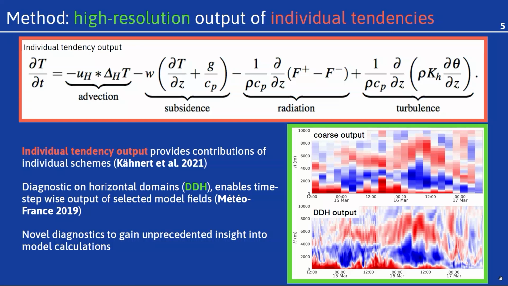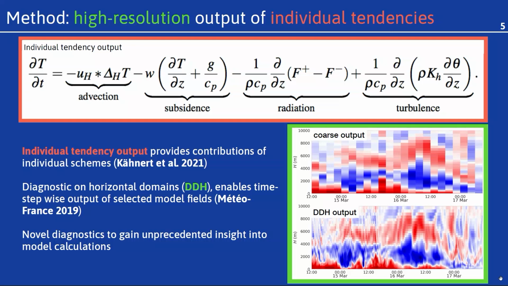But we also know that processes in the stable boundary layer can be short-lived or intermittent. And if we think about our NWP models, we have hourly output and sometimes 3-hourly output. And that might not be sufficient to actually capture these developments that happen on shorter timescales.